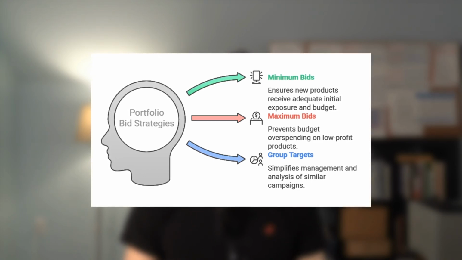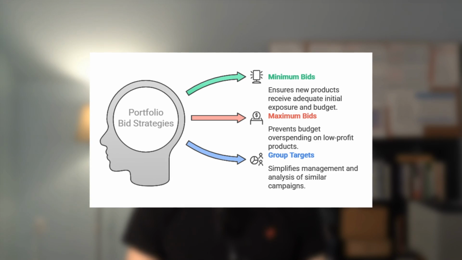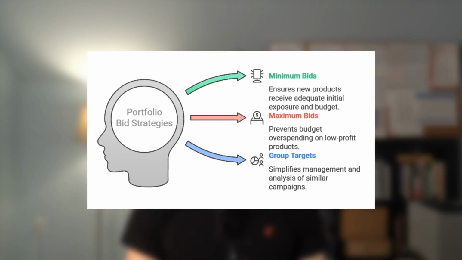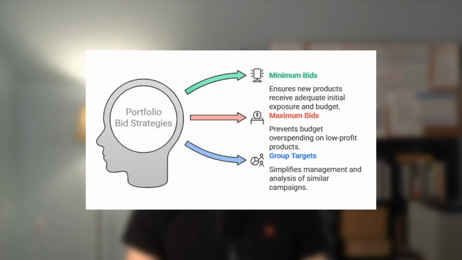Maximum bids. Some products just seem to eat up your budget without bringing in much profit. Setting a maximum bid puts a limit on how much smart bidding can spend on them. Group targets. Let's say you have an online store with lots of campaigns. Instead of setting individual targets for each, group them into a few categories, like high profit products, regular products, and sale items. This gives you a clearer picture of what's working and what's not.